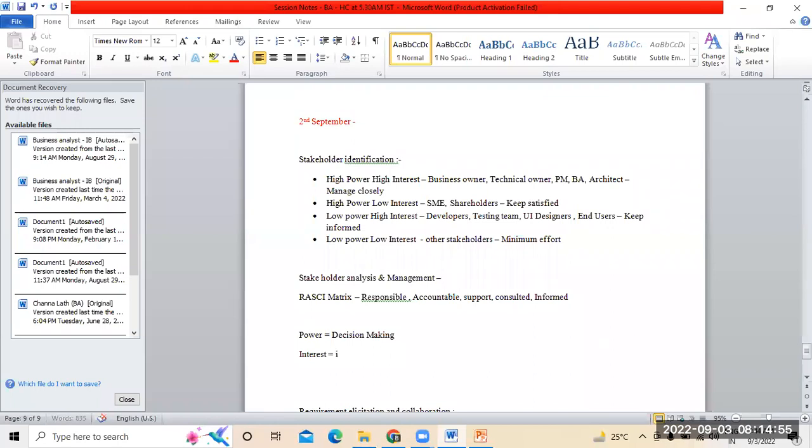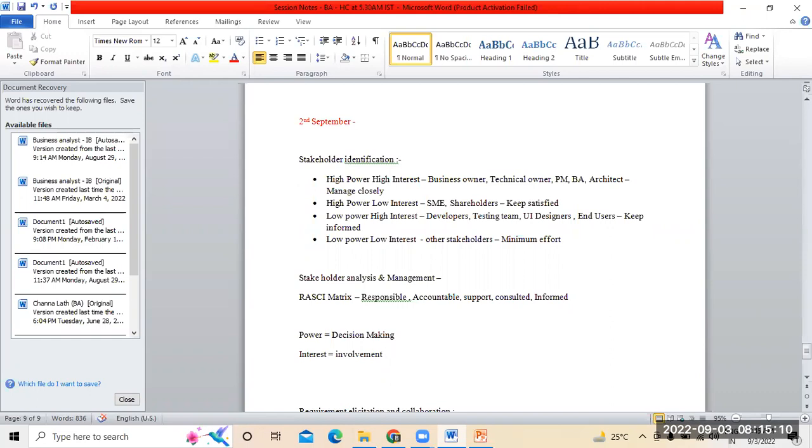Interest equals involvement. Power equals decision making. Interest equals involvement, right? So this is what general. So power and interest, why are we taking?